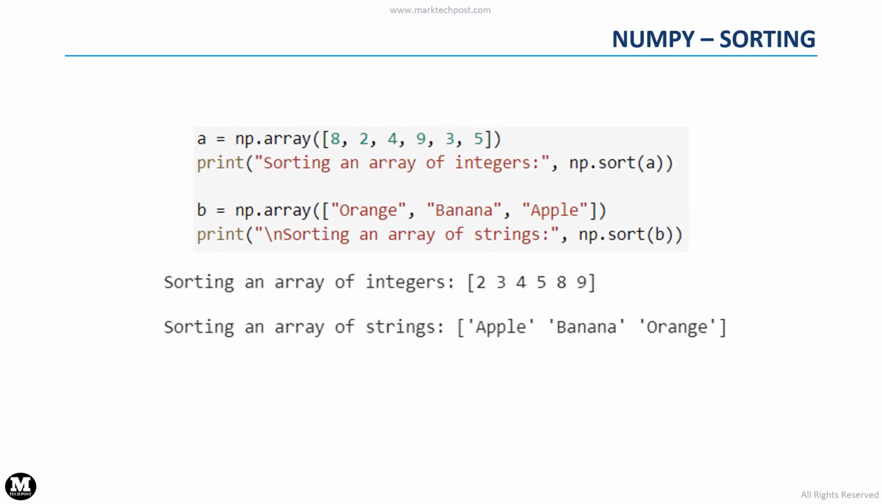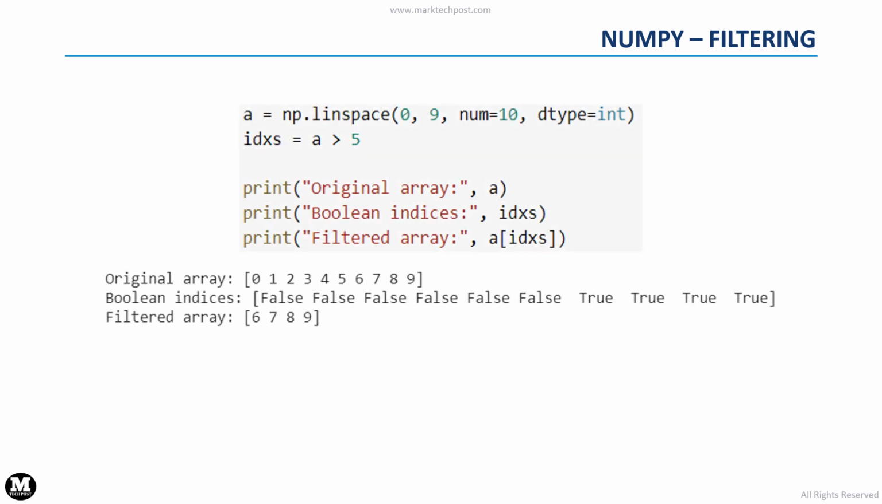The sort method is used to sort the elements of an array, based on their type. To filter an array, we need a list of booleans. In this way, we filter out the elements corresponding to false indices.